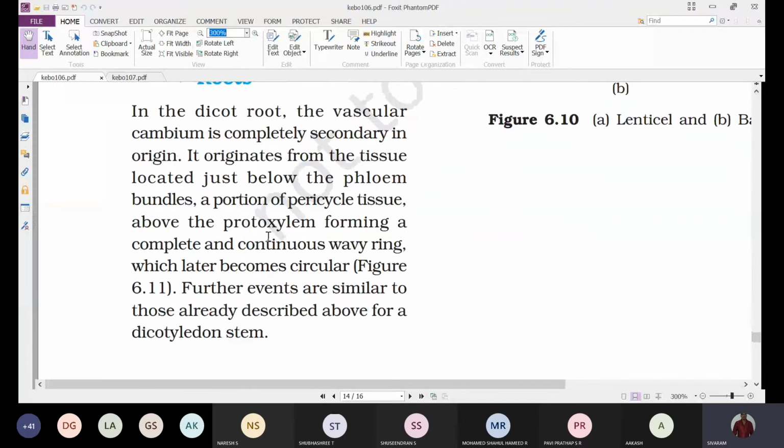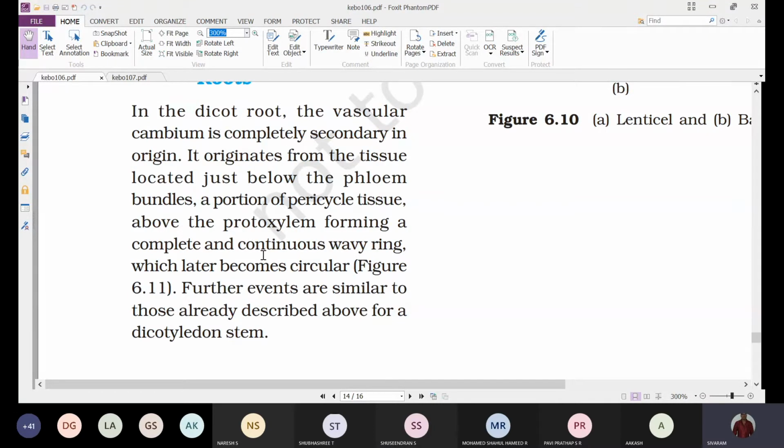It originates from the tissue located just below the phloem bundles, a portion of pericycle tissue above the protoxylem, forming a complete ring. That means at the junction of phloem, pericycle, and the protoxylem, some of the tissue present in the pericycle will undergo dedifferentiation and transform into vascular cambium, or secondary meristem. Usually it forms a complete and continuous wavy ring, which later becomes circular.